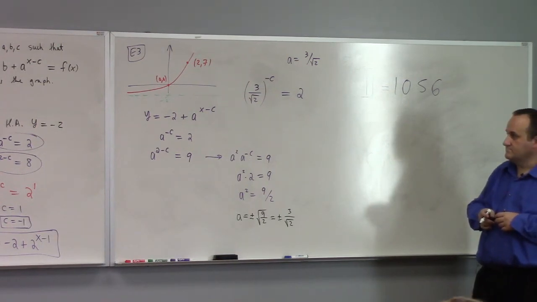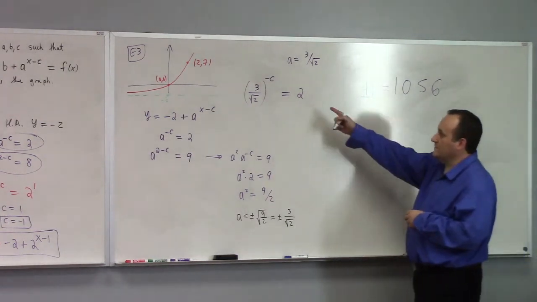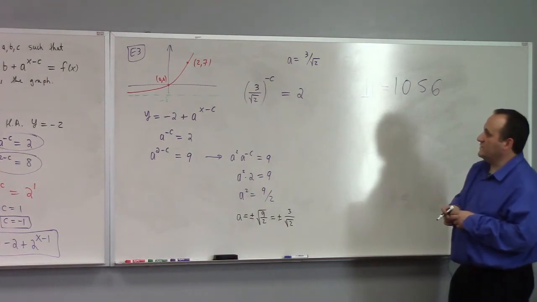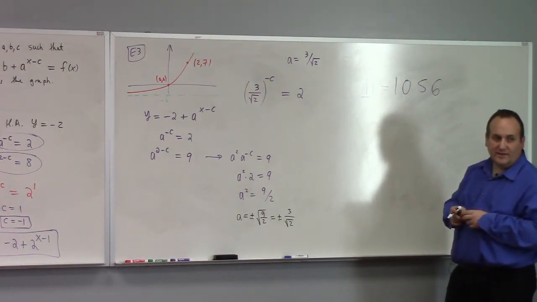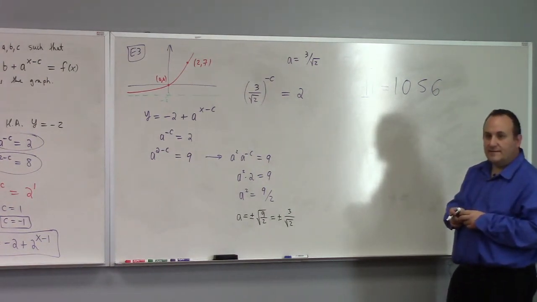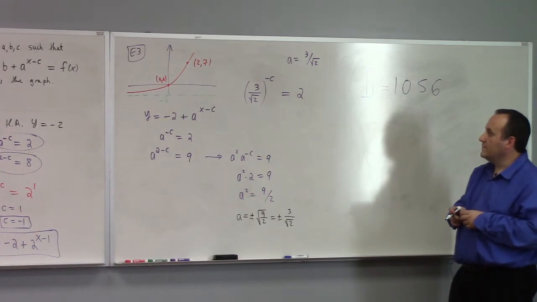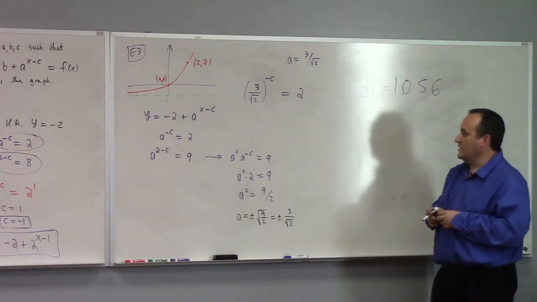When you have to get negative c alone? So my question remains, how do you find c? How do you solve for c here? You have to move the 3 over the square root of 2 to the other side, but I'd still have a power of c if I did that. Yeah? So you put power of 3 over square root of 2. Ooh, I don't know how to do that either.